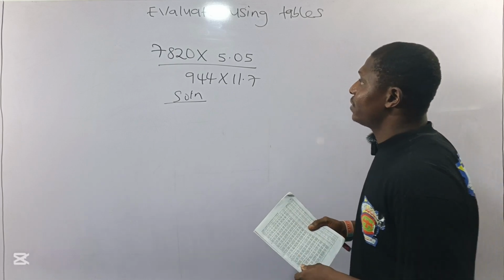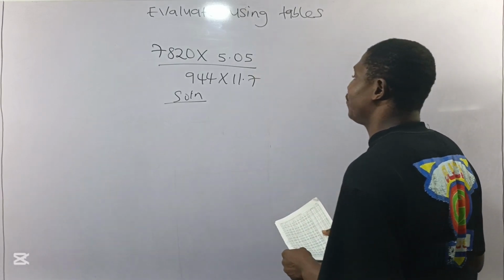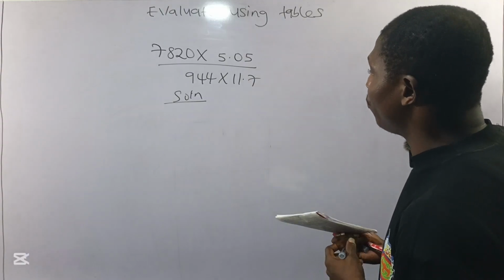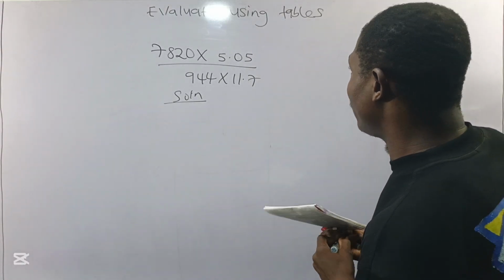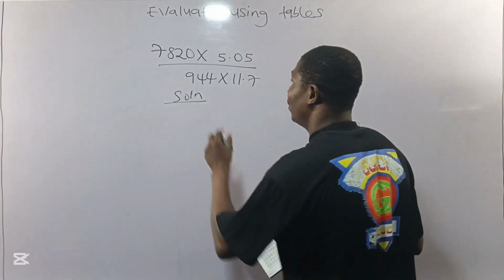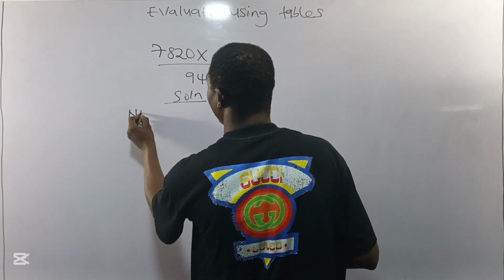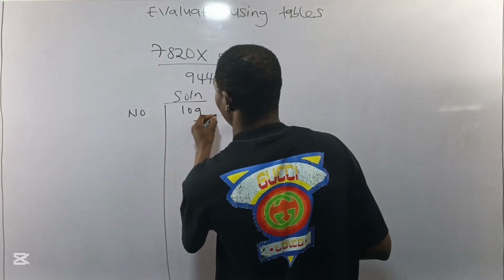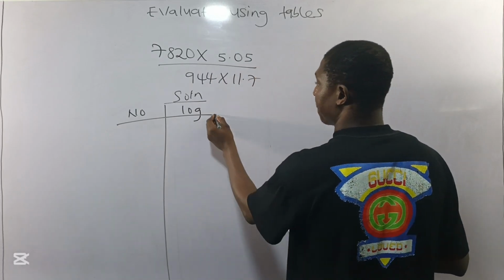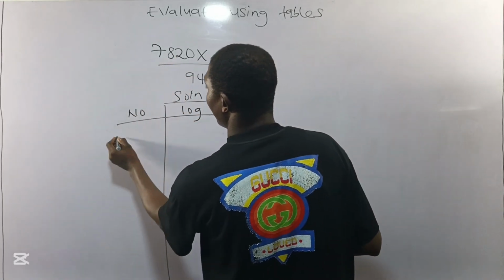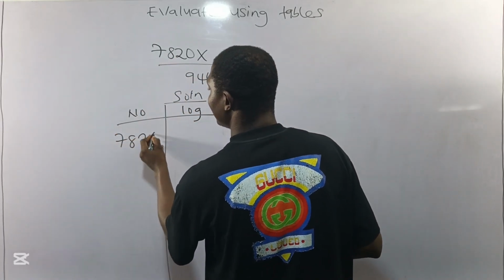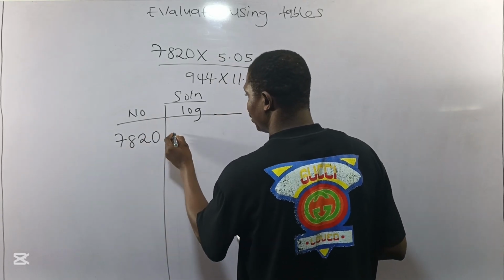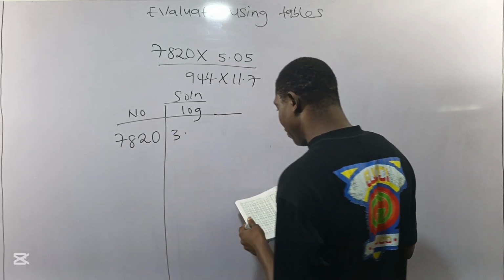We have 7820 times 5.05 all over 944 times 11.7. How are we to evaluate this using our logarithm table? First, write our numbers and we'll put our what? Log. Now, I have 7820. This is 4 digits. Our characteristic becomes 4 digits minus 1 digit, giving me what? 3. I'll put my decimal point.